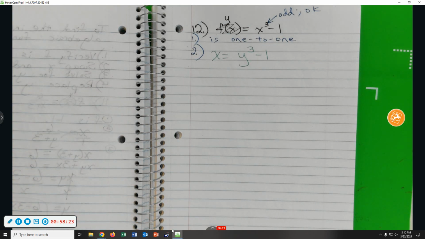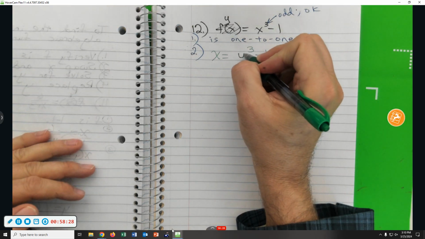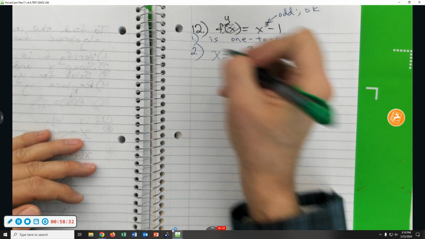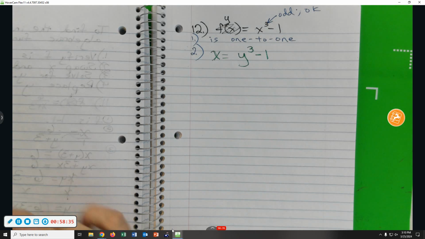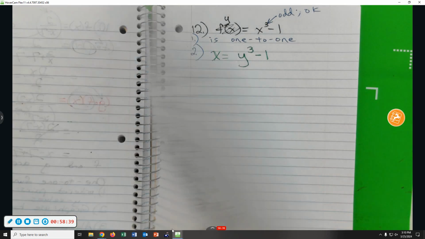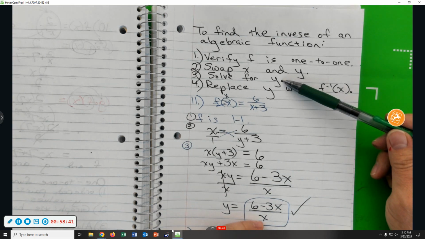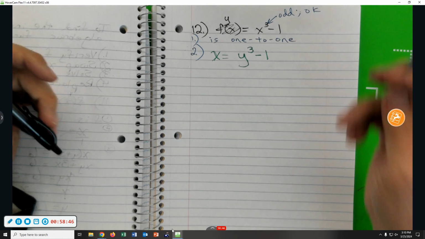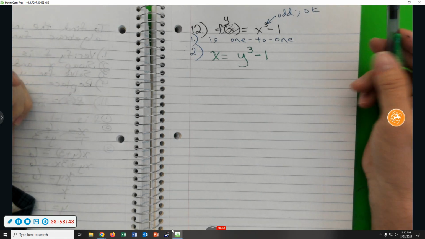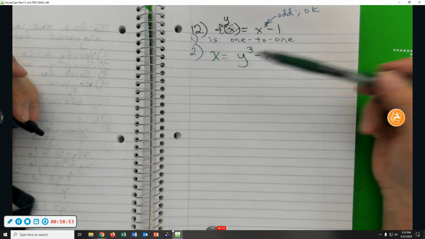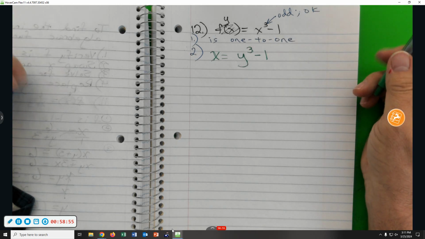This green pen isn't wanting to work. I better switch. Let's try this one. So we have x equals y cubed minus 1. Third step, we have to solve for y, and that's really the final step. Just get y by itself, then the other side is the inverse. We need to get y by itself. What do you think we'll do first?